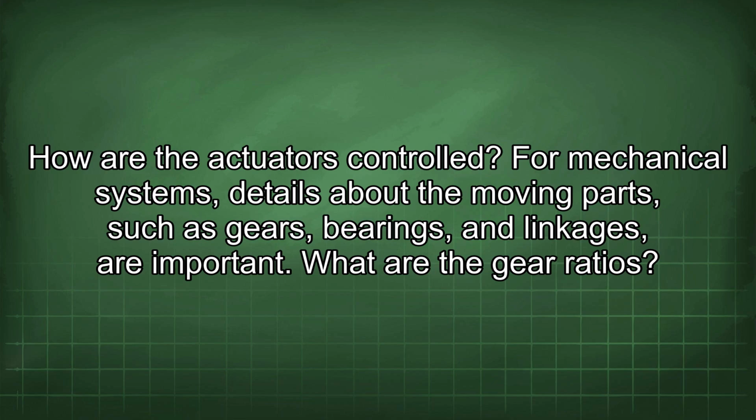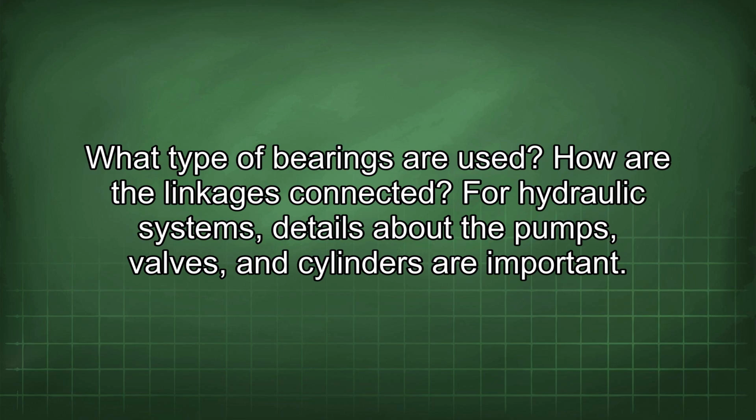For mechanical systems, details about the moving parts, such as gears, bearings, and linkages, are important. What are the gear ratios? What type of bearings are used? How are the linkages connected?